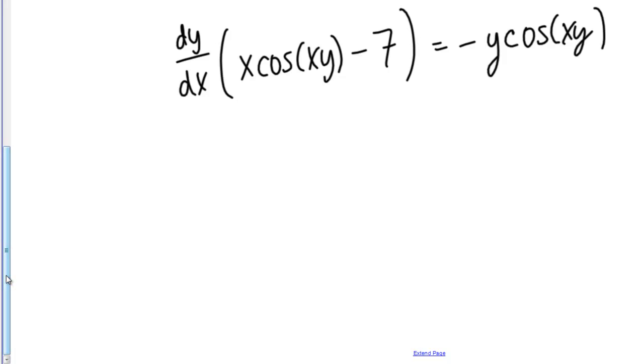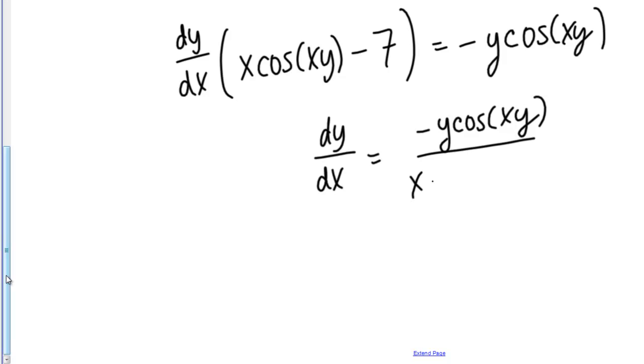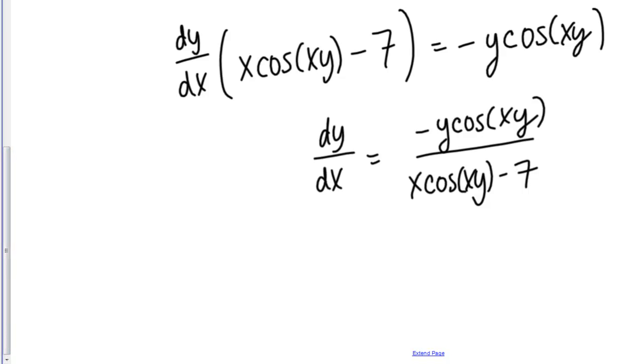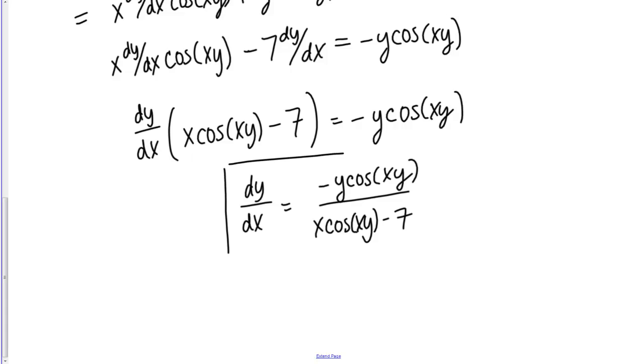From here, there's really only one more simple step. We just need to isolate dy/dx, and we do that by dividing both sides by the quantity in parentheses. So dy/dx equals negative y cosine xy on top, divided by x cosine xy minus 7. All right, and now I have my final answer. This is the derivative, dy/dx.